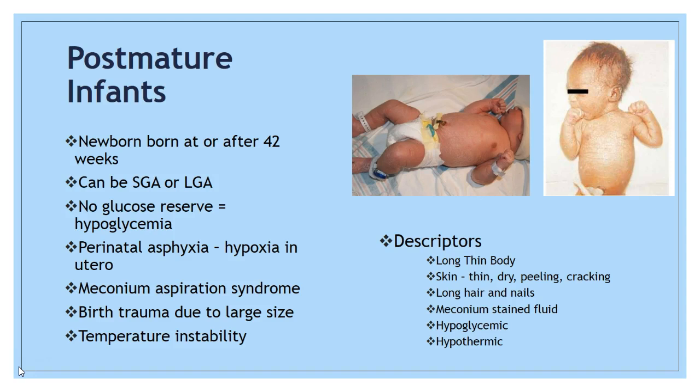These guys typically have a really long, thin body. They look a little wasted sometimes. Their skin might be thin and dry, it might be peeling and cracking. Their hair and their nails have grown, and they might be really, really long. And if they've had meconium in their fluid, their nails and their skin might even be stained a yellow color. Again, they tend to be hypoglycemic and hypothermic.